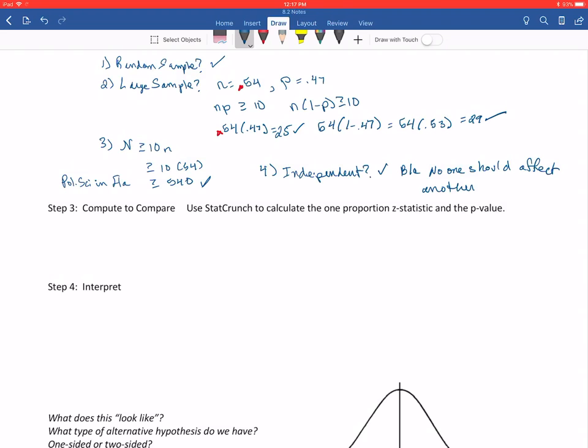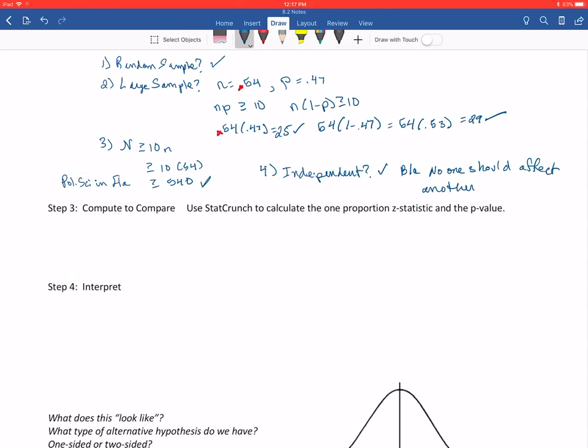So because all of those check, that lets us go ahead and use StatCrunch in the way that we're told to use it to finish this problem. If those things don't check, nothing keeps you from running the test, but you cannot trust the results you get. So that's a really, really important step.